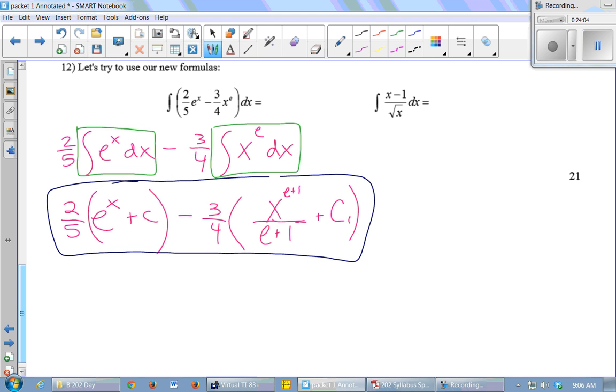Okay. How about the integral of x minus 1 over root x dx? Ideas. What do you want to do?